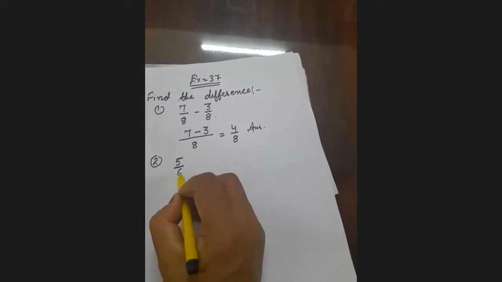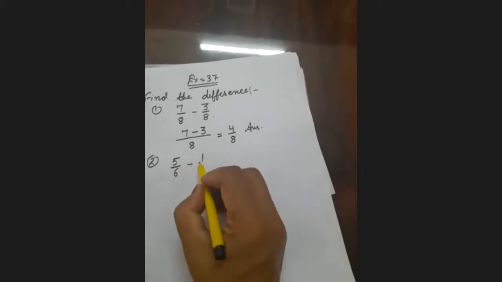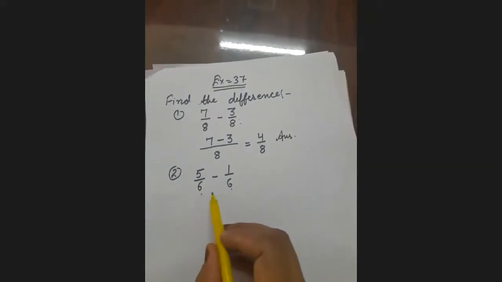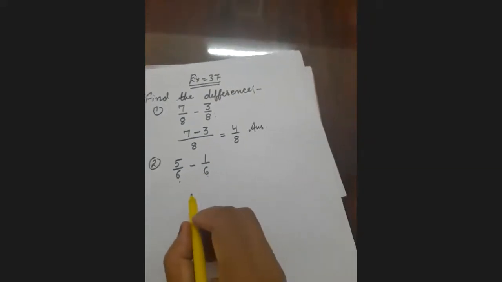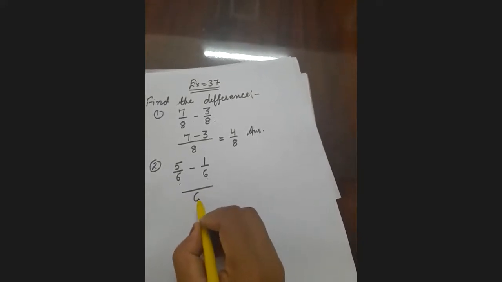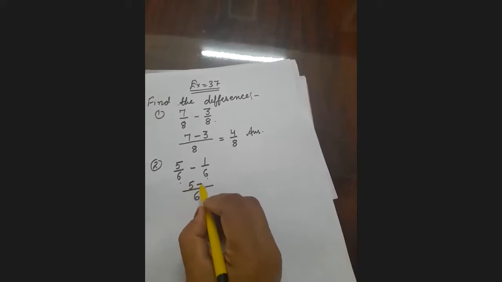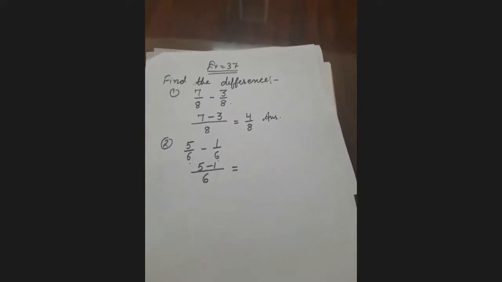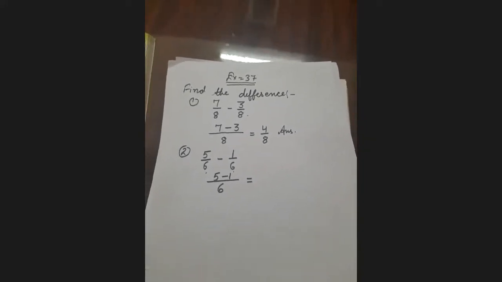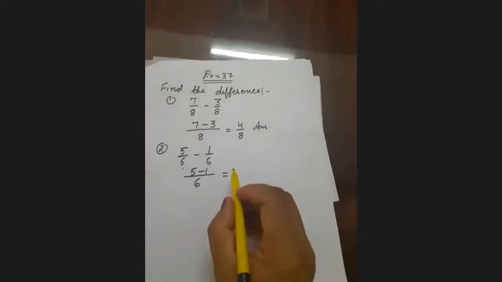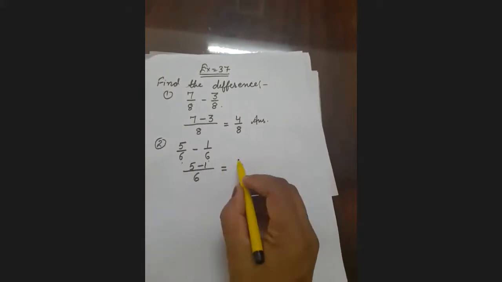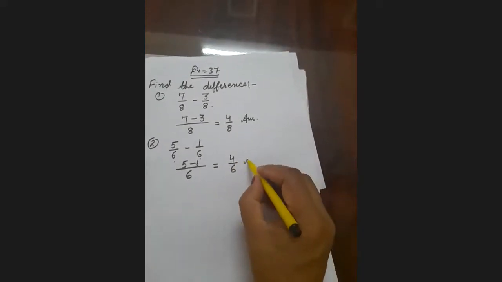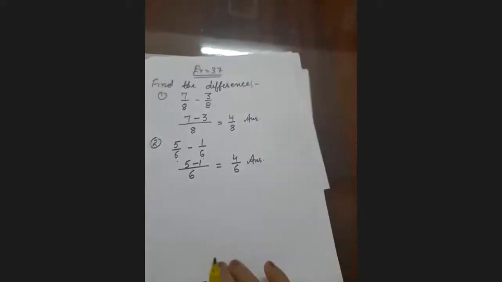5 upon 6 minus 1 upon 6. Again, the denominator is 6, 6, so these are like fractions. So students, first write 6 as it is. Then 5 minus 1, 5 minus 1 is 4, upon 6. So your answer is 4 upon 6.